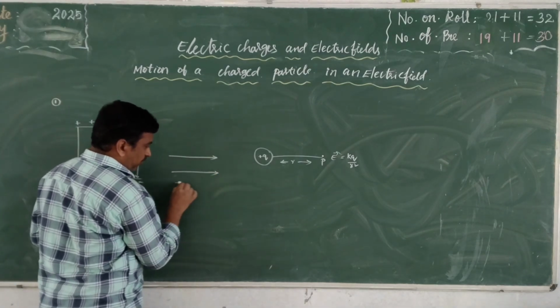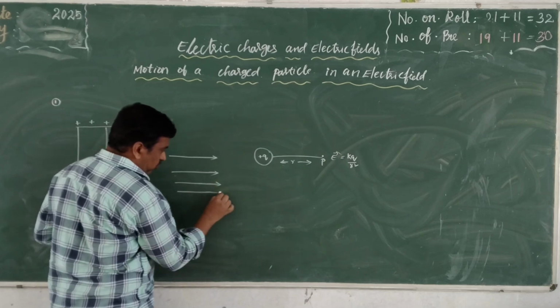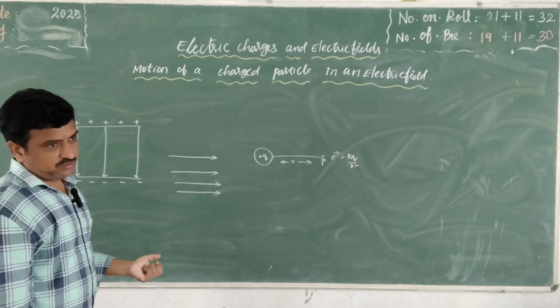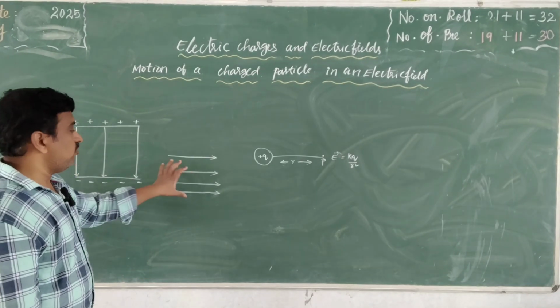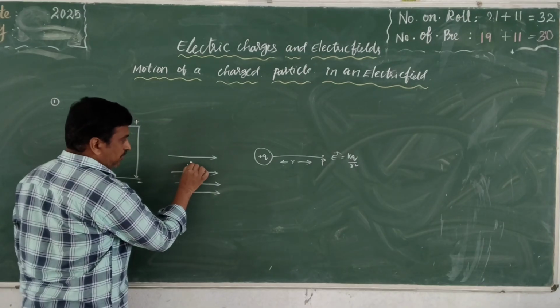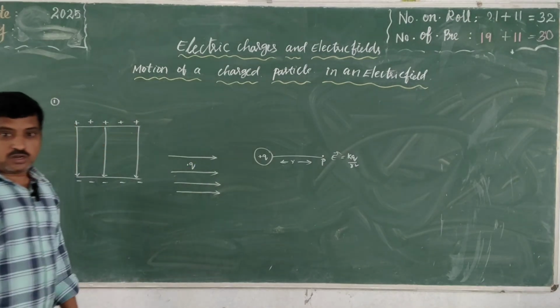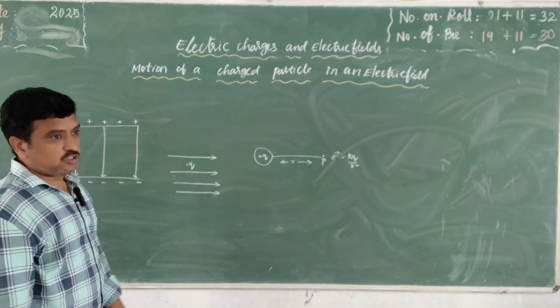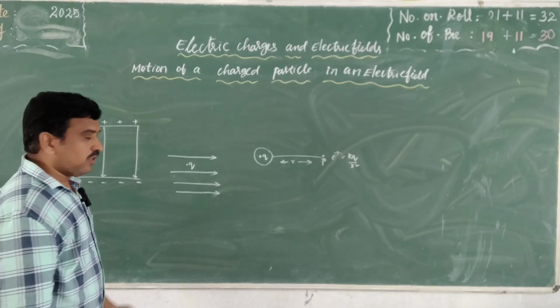Uniform electric field means electric field lines are parallel, straight and equispaced, representing a uniform electric field. In this uniform electric field, a charged particle Q is placed. What happens now? A force is exerted on this charged particle.